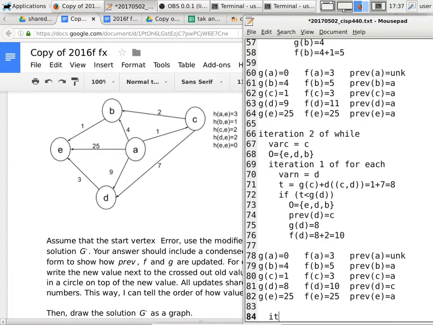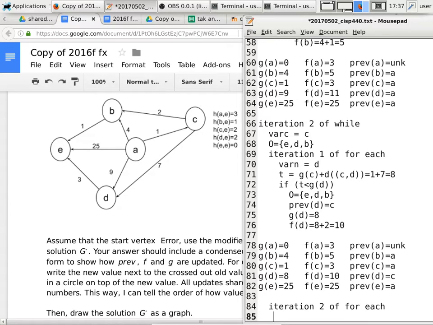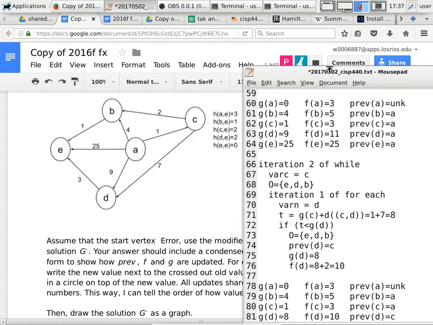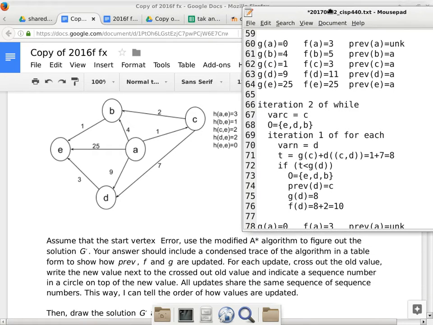So continuing from the previous trace, this is iteration 2 of the for each loop. Inside here, the first thing we do is to initialize variable n, which is the neighbor of vertex C. This time we'll pick the other one, which is vertex B, and then we'll compute t. Do you remember what t stands for? What is the variable t doing in this algorithm? What is it representing?